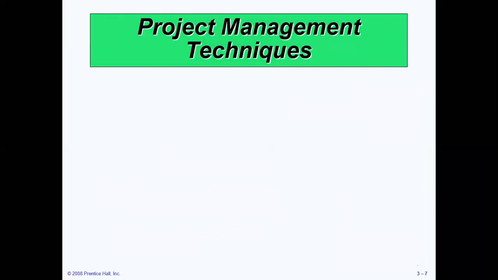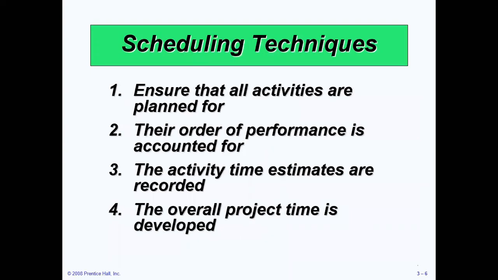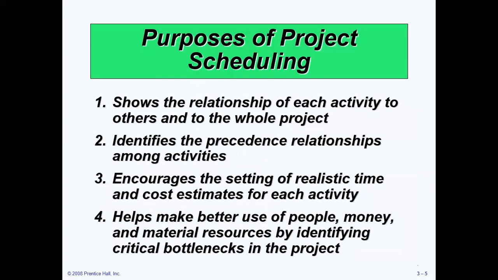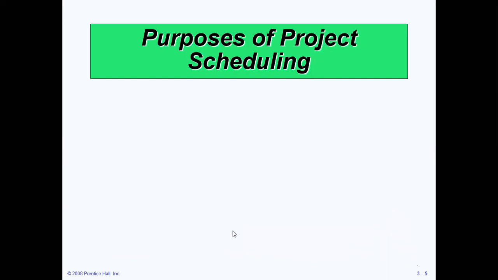Now let's talk about the purposes of project scheduling. One purpose is to show the relationship of each activity to others and to the whole project, to identify the precedence relationship among different activities, to encourage the setting of realistic time and cost estimates for each activity, as we have discussed in a previous slide, and to help make better use of people, money, and material resources by identifying critical bottlenecks in the project.